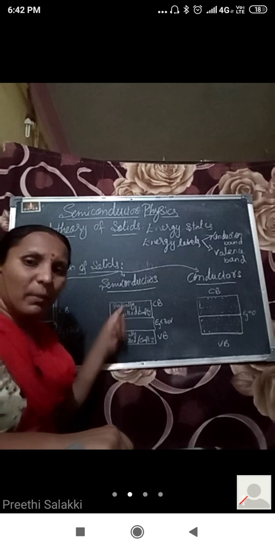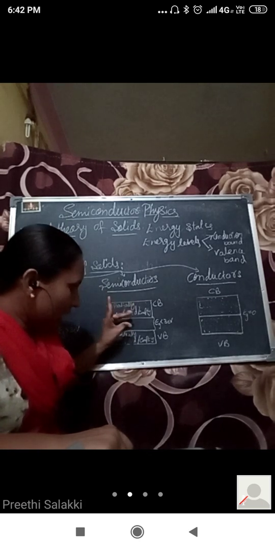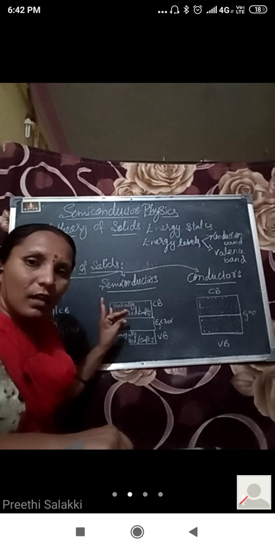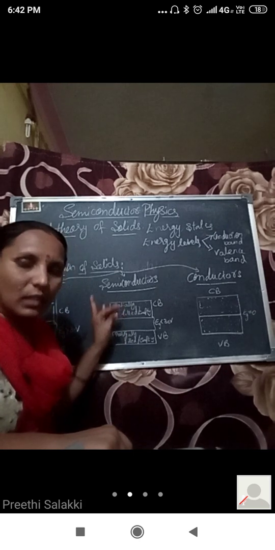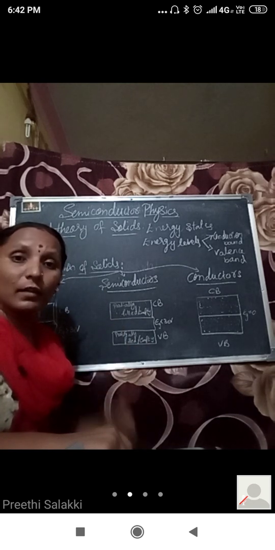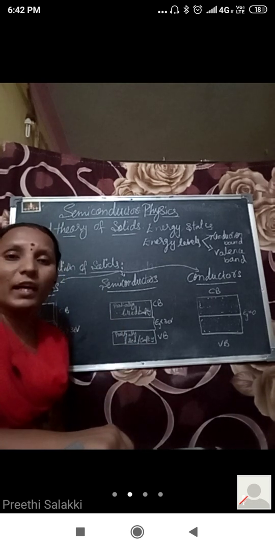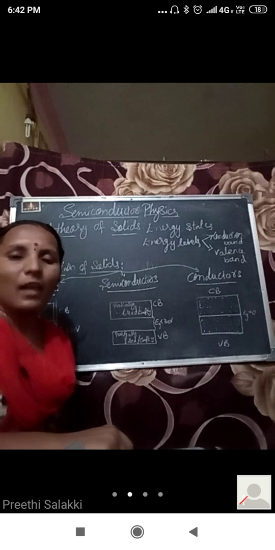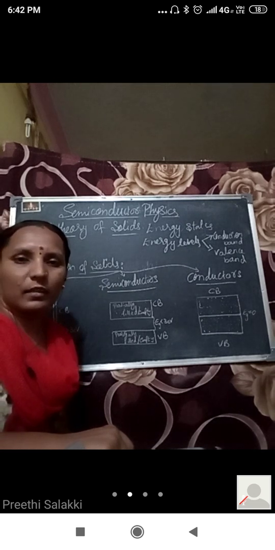They will jump in such a way that this energy gap starts reducing in its height or distance or length, and almost it behaves like a conductor. How can I say it in a simple sentence? A semiconductor behaves like a conductor at high temperature.